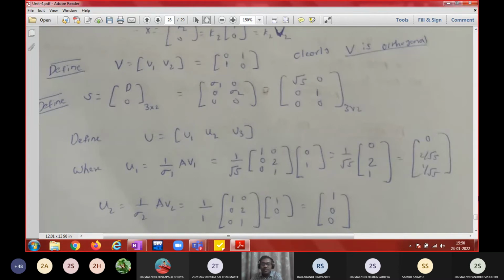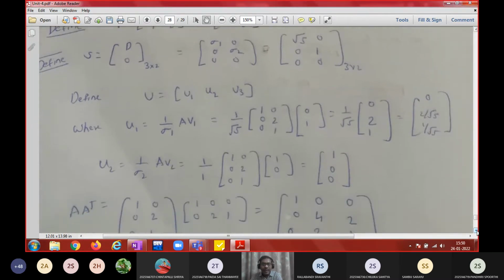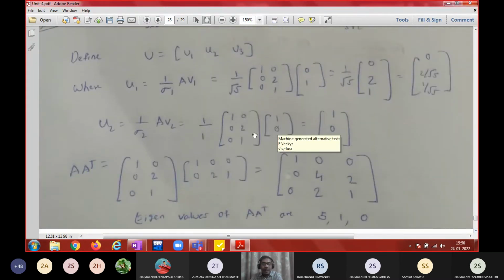That is 1, 0. Okay. So A multiplied with 1, 0 and divided by 1, you get this vector. You can see this is also a unit vector. And notice that these two are perpendicular vectors. U1 is perpendicular to U2.